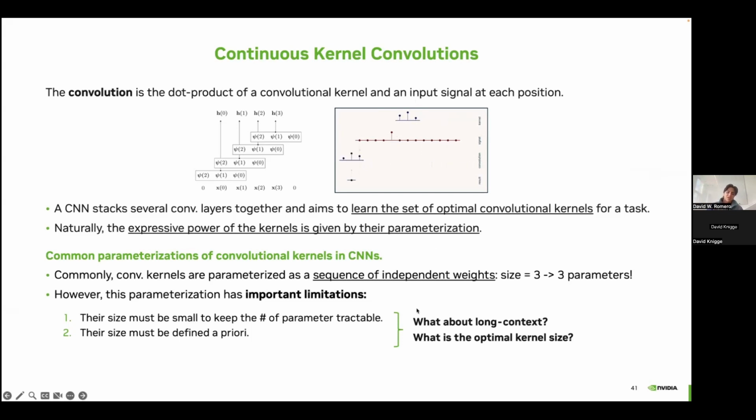So how are kernels normally parameterized? They normally are parameterized as a sequence of independent weights. So if you have a kernel that is of length 3, you will need 3 parameters for that. If you have a kernel that is 3 by 3, then you will need 9 parameters for that.